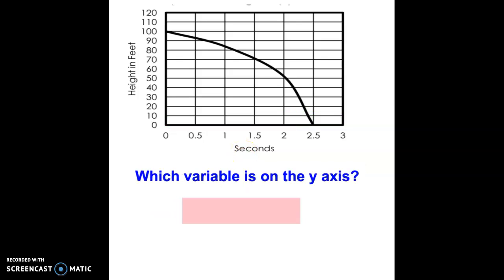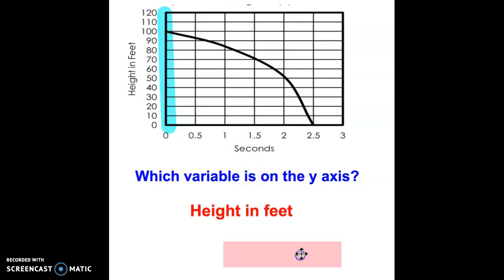The next question here, which variable is on the y-axis? Remember the y-axis runs vertically. The dependent variable goes on the y-axis. So here it is height in feet. How high the quarter is depends on how long it's been in the air.